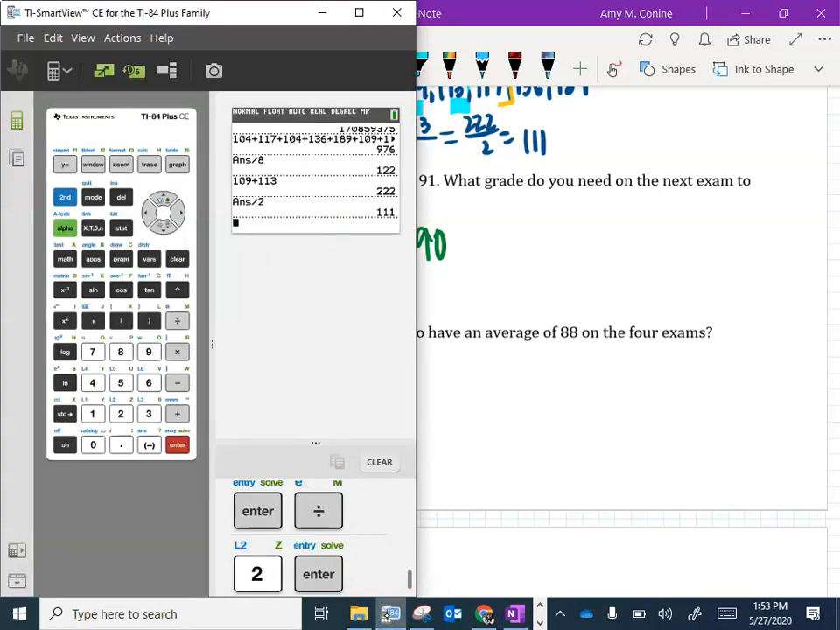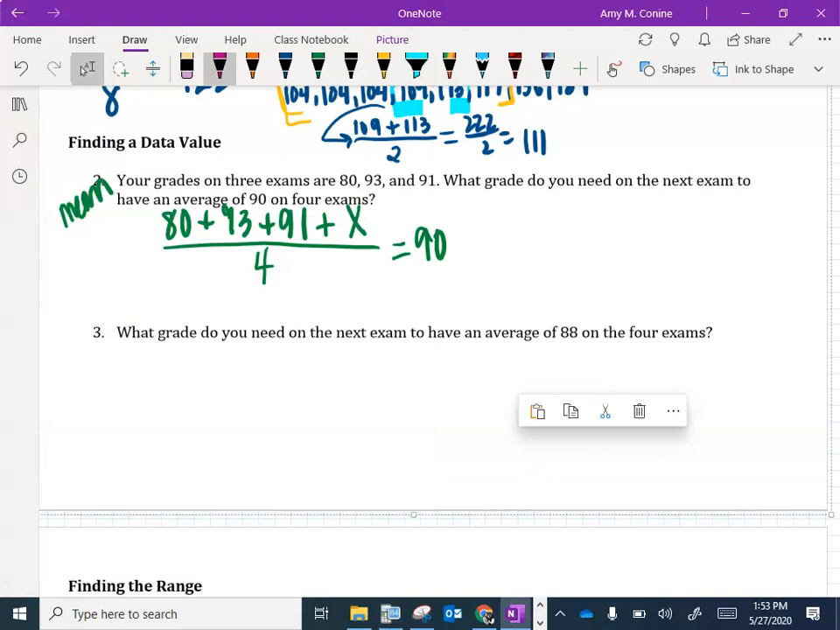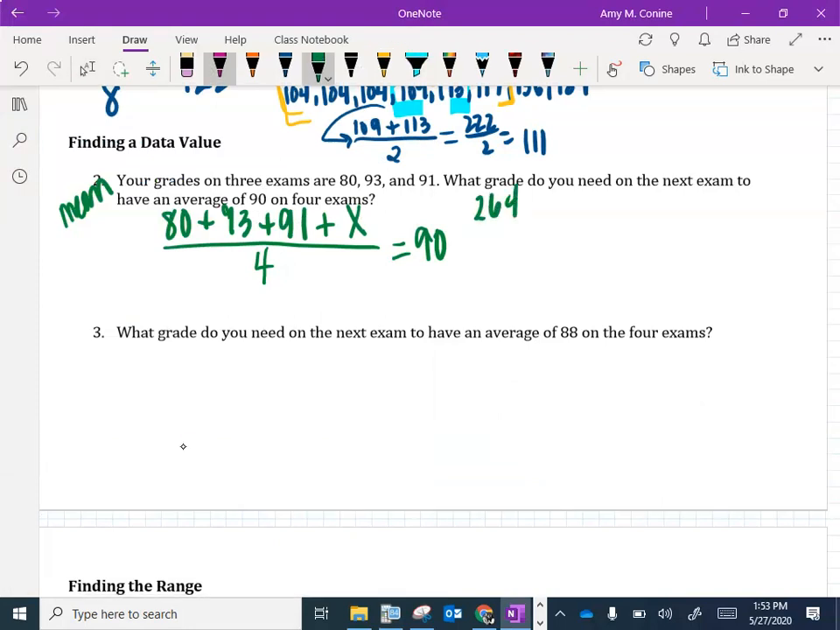So 80 plus 93 plus 91. So 264 plus x over 4 is equal to 90. So at this point, you're probably like, what do we do? You're asking yourself, what do I do from here?